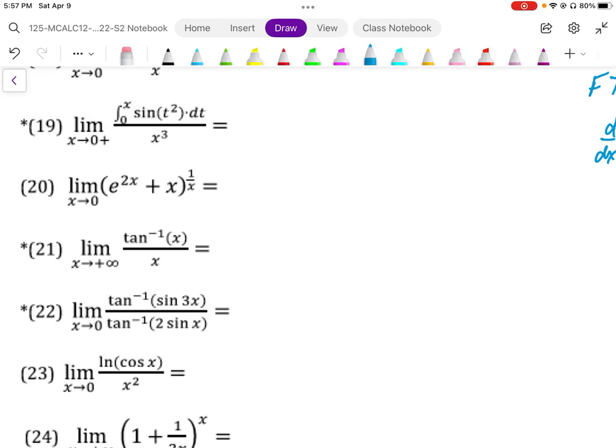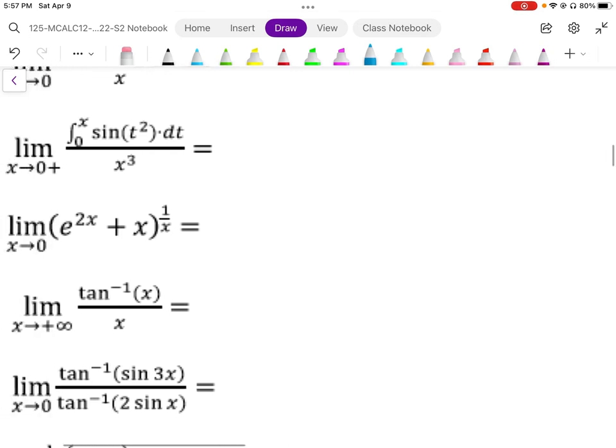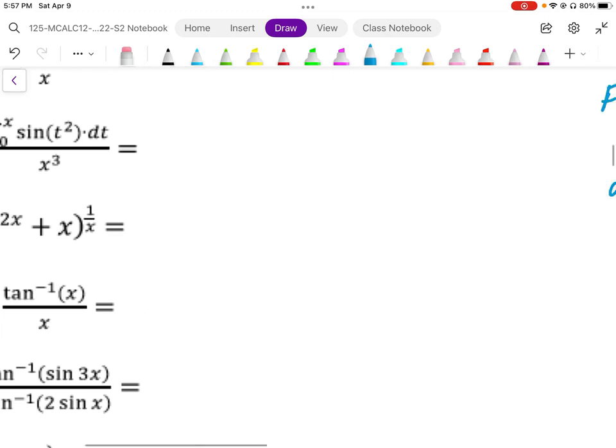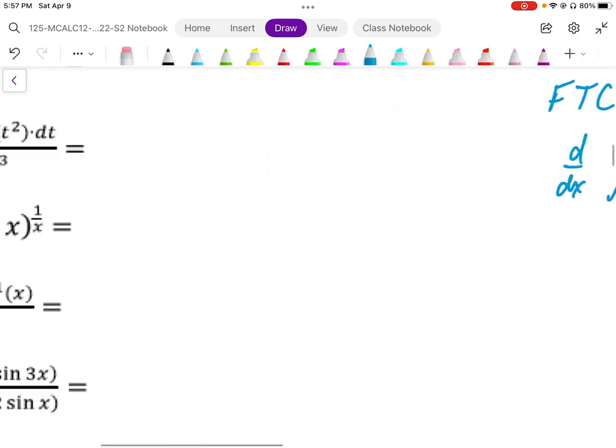Question 19. We have an integral that we need to evaluate here, and we were going to use L'Hopital's rule, so we need to be able to differentiate that integral. And to do that, we're going to use the fundamental theorem of calculus. Essentially, the fundamental theorem of calculus says that if we have the integral of a function and we differentiate it, we generate that function. So that's the rough idea of the fundamental theorem of calculus.